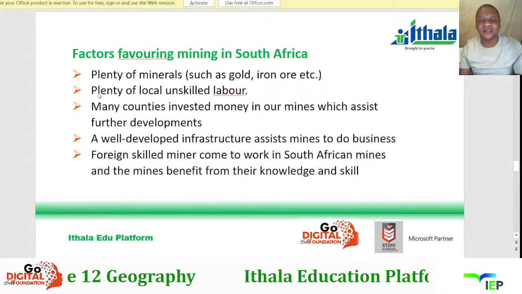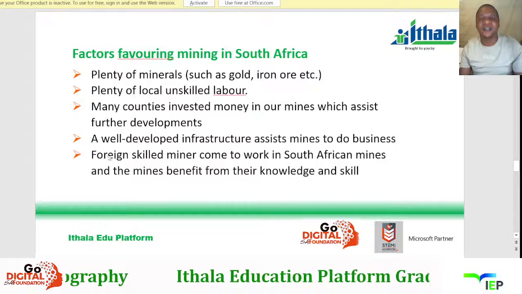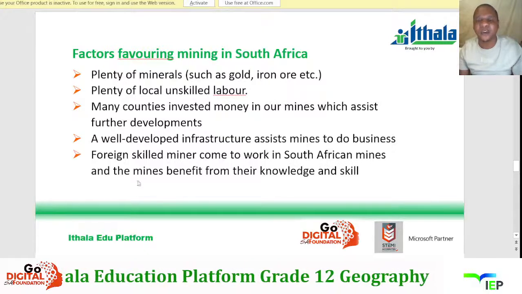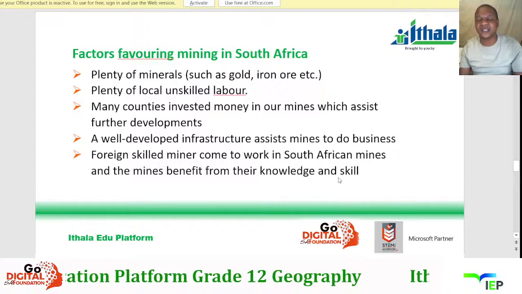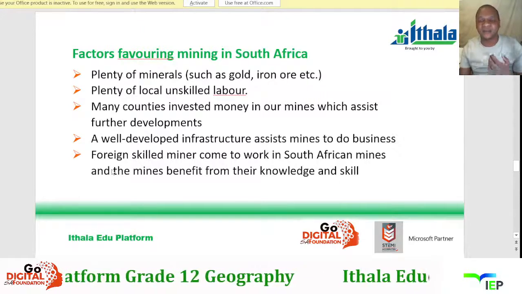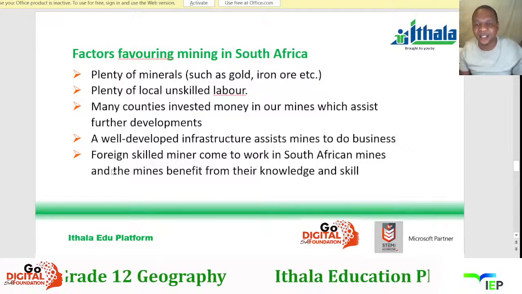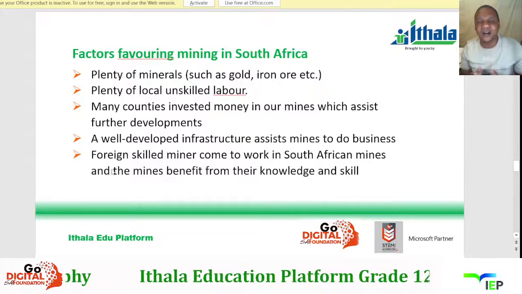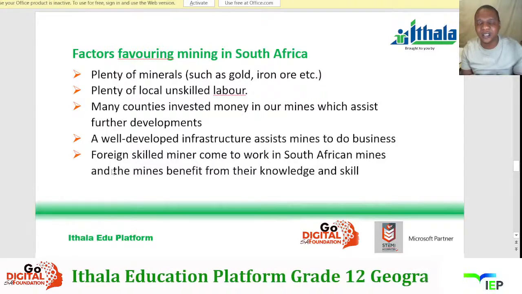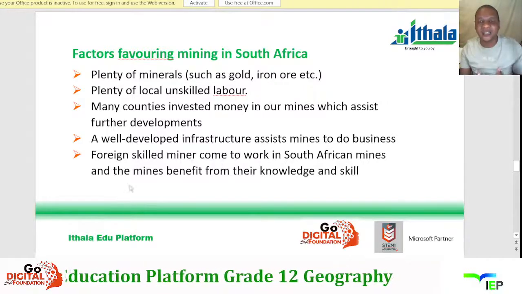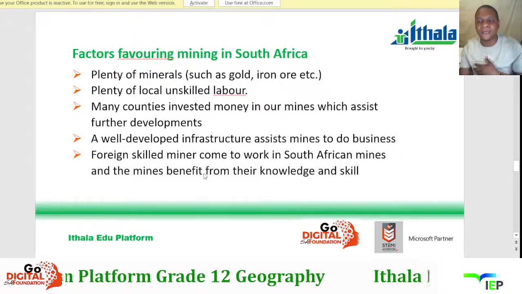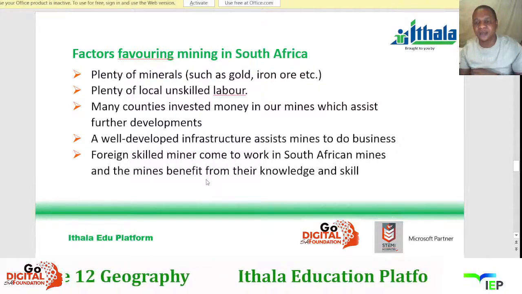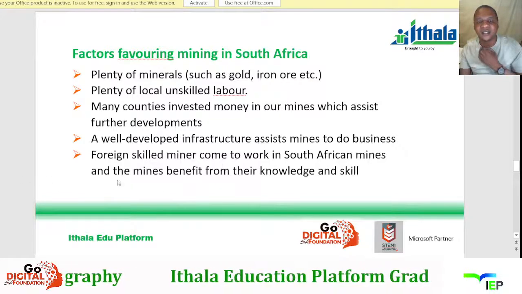Okay, the last factor that favors mining in South Africa, we have the foreign skilled miner which comes to work in South African mines, and also the mines benefit from their knowledge and skills. So ungathola ukuthi mhlawumbe kusuka abantu ba overseas aba skilled enough bezosebenza la eSouth Africa. So thina ke in a process we benefit from these skills because they teach us ukuthi how to drill, how to manufacture, how to do this, how to do that. So these foreign miners, they come into the country, they conduct some workshops, benza ama inductions so that thina ke sizoba well equipped in terms of the knowledge, in terms of the skill that is needed by us as South Africans.